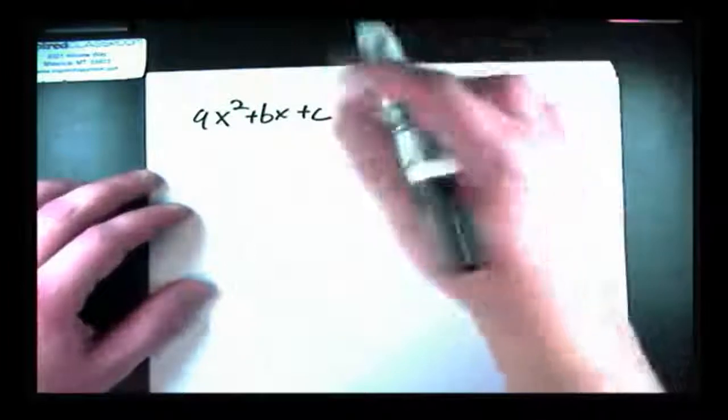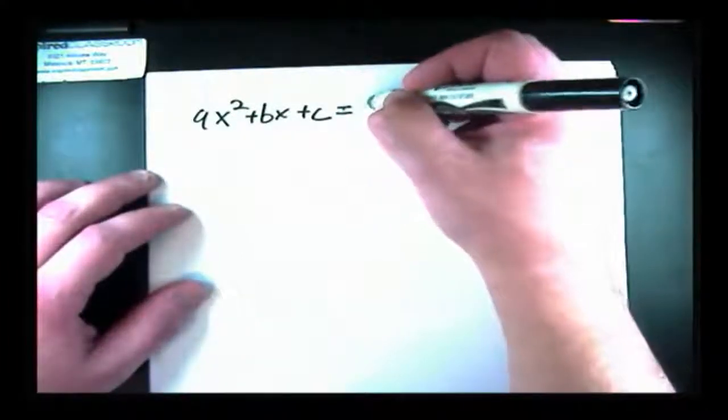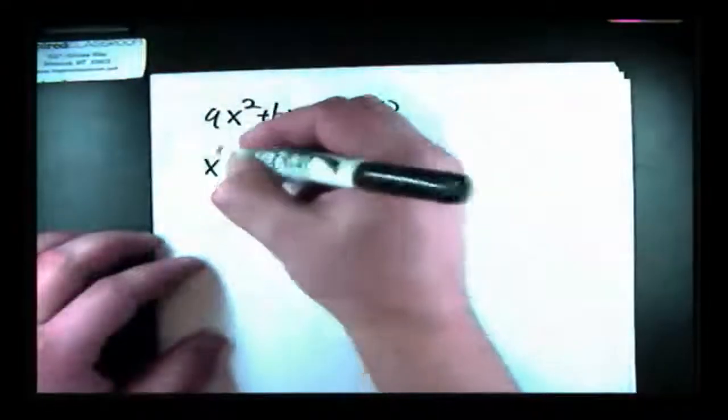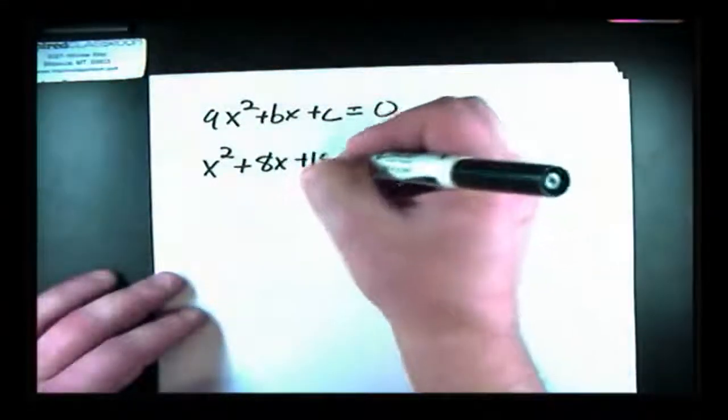So last time we were together, I showed you how to factor equations of the form ax squared plus bx plus c, and we worked on a problem, I believe it looks similar to this. X squared plus 8x plus 15.